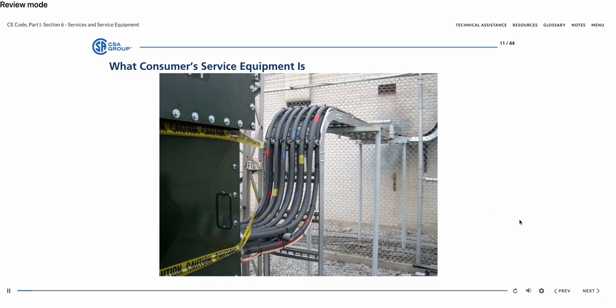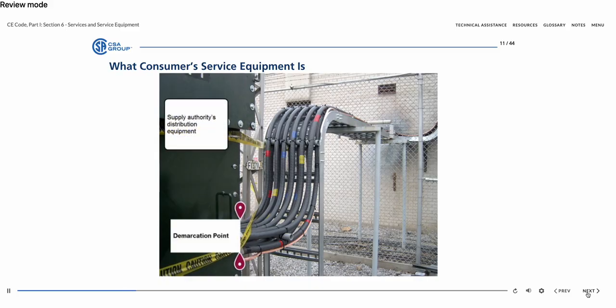Are you wondering what is and is not included in consumer service equipment? The separation point is service equipment located between the supply authority's distribution equipment and the consumer's distribution equipment. This operational demarcation point is usually the main disconnecting device on the customer's premises that separates the connection of the customer's facility or building from the supply authority's distribution system.